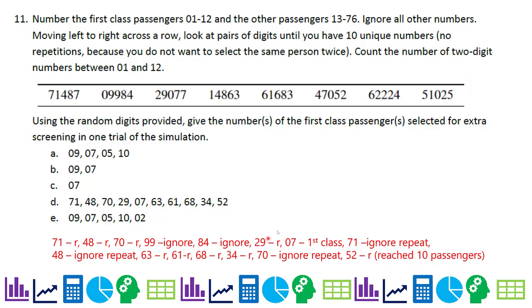Then we've got 29 is regular, 7 is first class, 71 is ignore because I already have a 71 right here. It's a repeat. 48 we also have. That's a repeat. Then 63, 61, 68, 34 are regular. Oh, we got another repeat. And then finally we got a regular, and we finally reached 10 passengers. So how many first class passengers do we get? Just that one. Our answer is C.